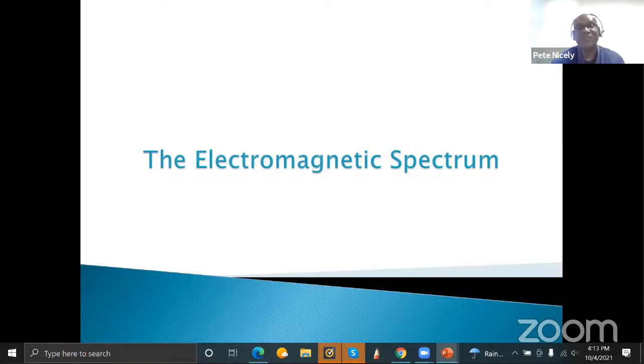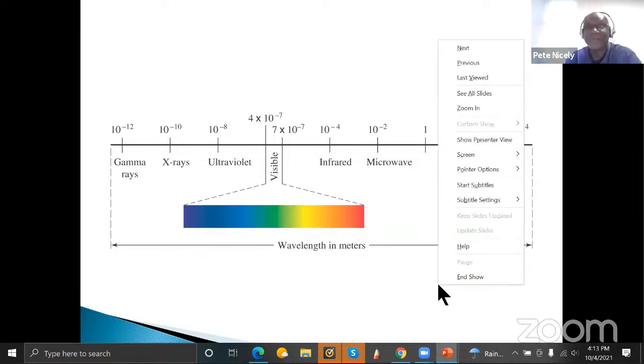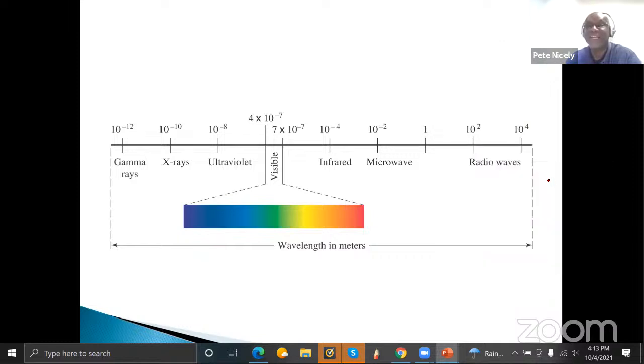Okay, so let's talk about what we call the electromagnetic spectrum. The electromagnetic spectrum is basically a list of the different forms of radiation in terms of their increasing frequency or increasing wavelength. Now, let me just say this. Remember I said, let me rewrite the equation up here. Remember I said that the speed of a wave, v, is equal to the wavelength multiplied by the frequency, all right?